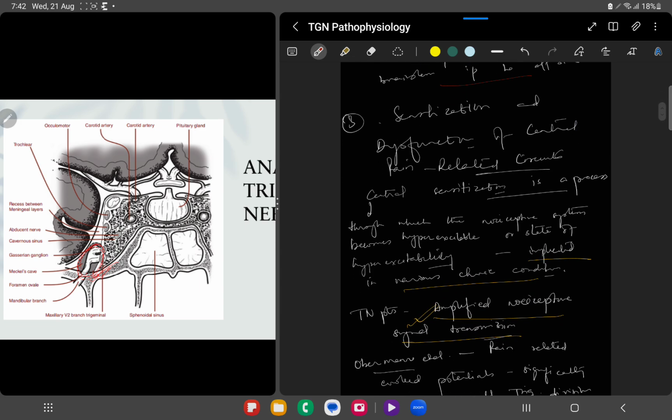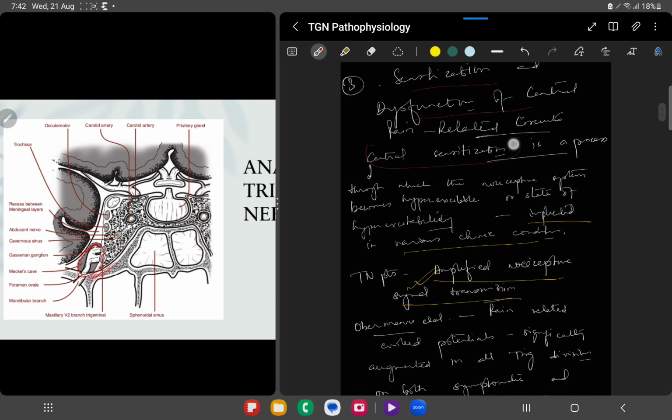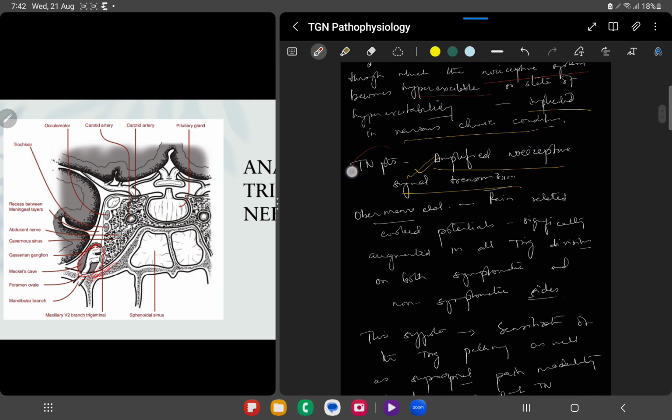When we come to the third subheading, that is the sensitization and dysfunction of central pain related circuits, we will talk about central sensitization. It is a process by which the nociceptive receptors or the nociceptive systems become hyperexcitable. And in this trigeminal neuralgia patient, there is amplified nociceptor signal transmission.